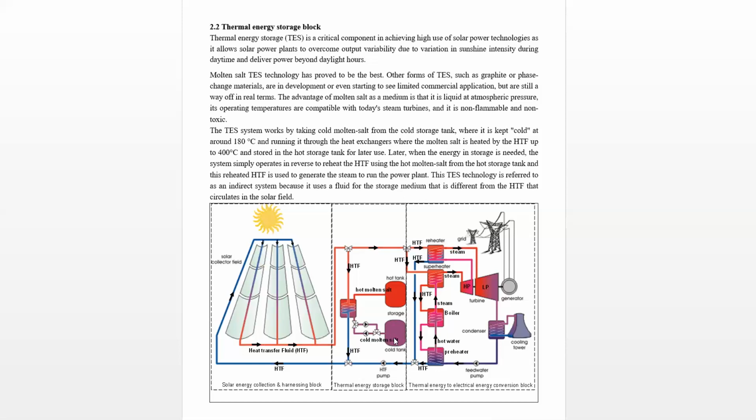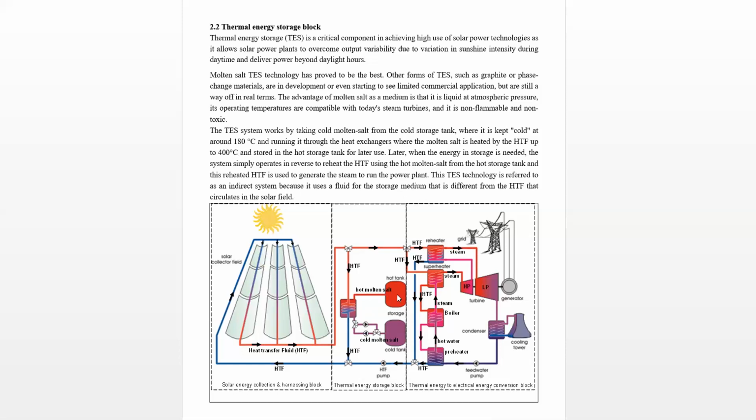So when the sunlight is in excess, the energy of the heat transfer fluid is used to store the thermal energy in the form of hot molten salt. In that case, the cold molten salt is made to flow from this tank toward the hot molten salt tank through this heat exchanger. Here the high heat energy of the HTF is transferred to the cold molten salt, and this cold molten salt is converted into a hot molten salt and is stored in this hot storage tank. And here it can be stored at a temperature as high as 400 degrees centigrade.